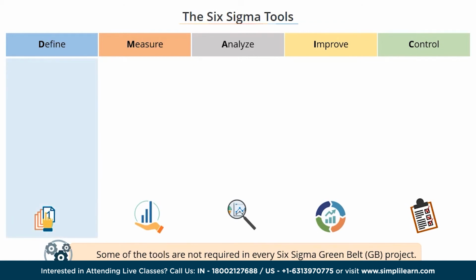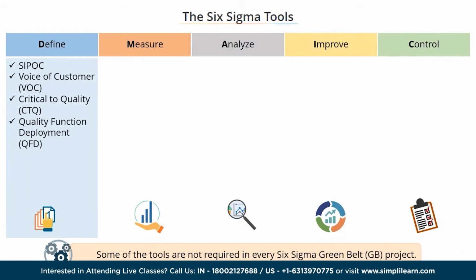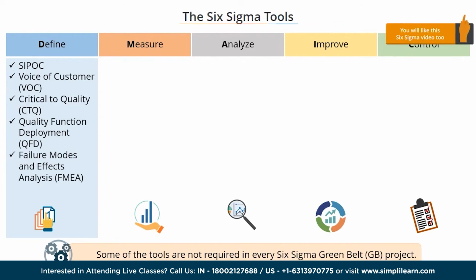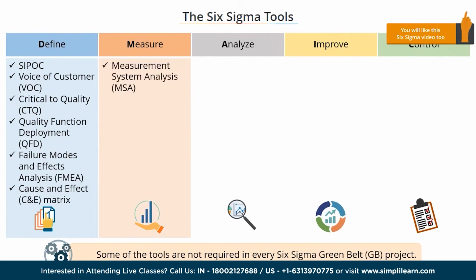In the define phase, we use SIPOC, Voice of the Customer or VOC, Critical to Quality or CTQ, the Quality Function Deployment or QFD, Failure Modes and Effects Analysis, known as the FMEA, and the Cause and Effect or C&E matrix. In the measure phase, we use Measurement System Analysis or MSA, control charts, process capability, and normality plots.